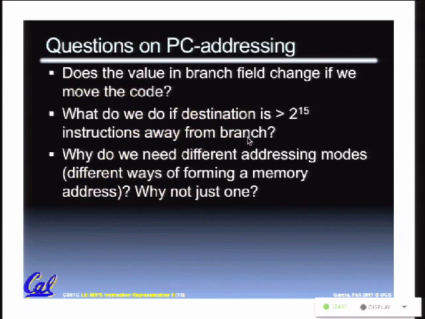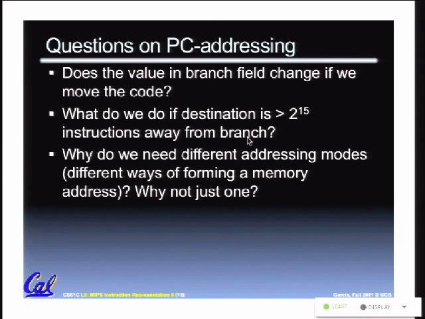The second one is, what do we do if the destination is greater than 2 to the 15th instructions away from the branch? Okay, that's a good one. Does anyone have an answer to that question first? Yeah, we'll use a different instruction altogether.